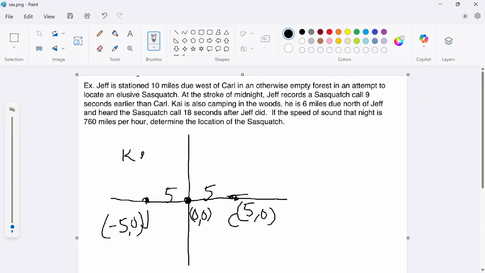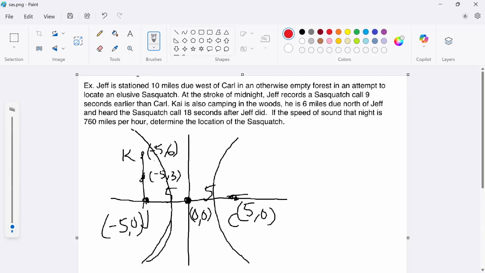And now if Kai is 6 miles north, Kai is at negative 5, 6. And what's the point in between Kai and Jeff? Well, it's going to be negative 5, 3. It's halfway between. Okay. Now, Bigfoot can be, this is where the hyperbolas come in. Bigfoot can be here or here, but it's got to be closer to Jeff, so it's here.